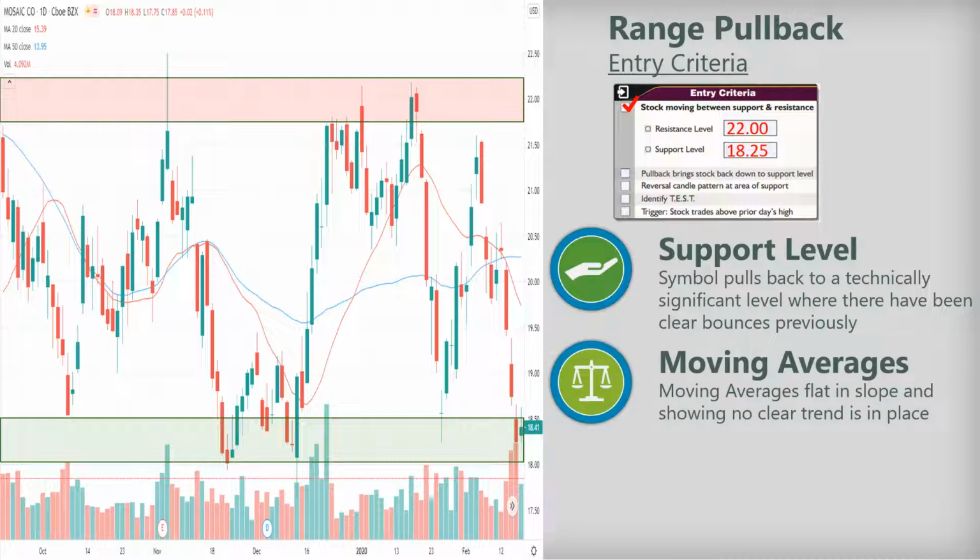Let's keep going with our moving averages. Yes, they're flat, they're sloped, and showing no clear trend in place. This is not uptrending, it's not downtrending. There's no way to see it. We see the pullback has brought us into the 18.25 range, right? It's down in that area, so that's a good thing to see.